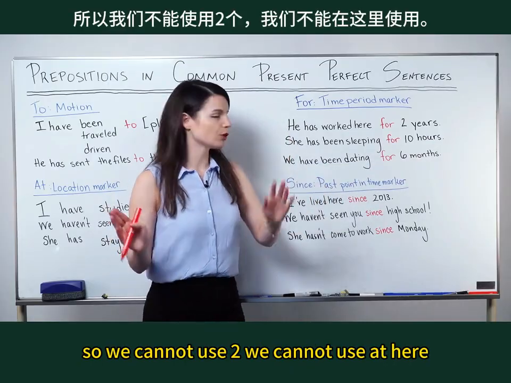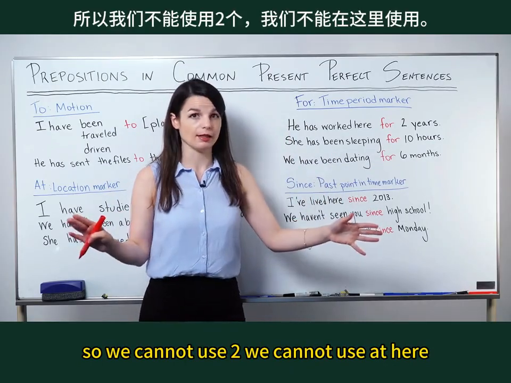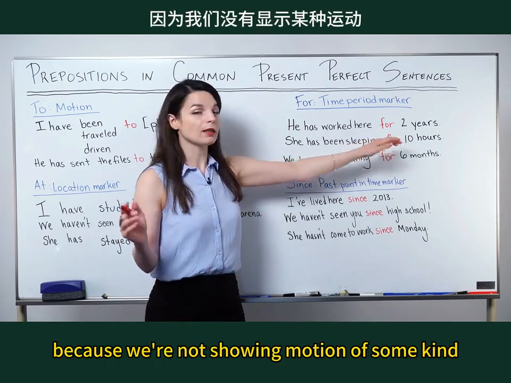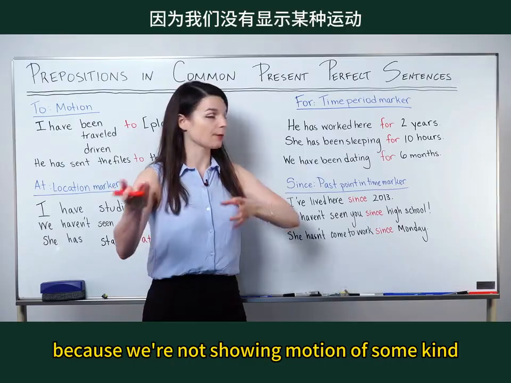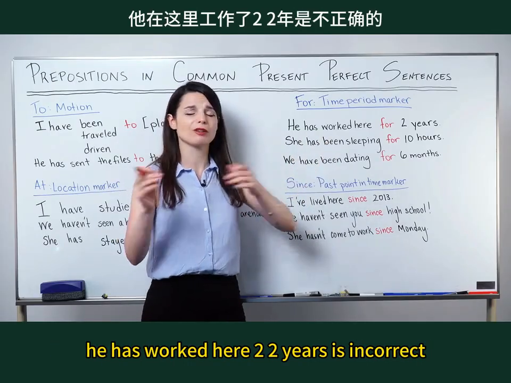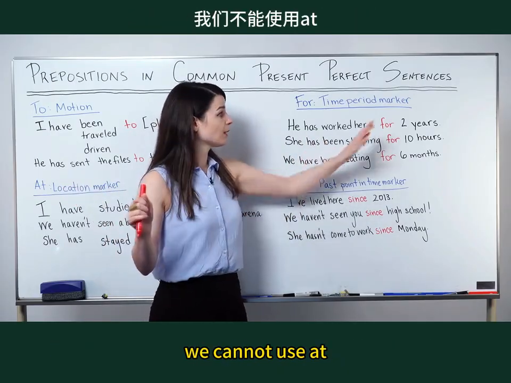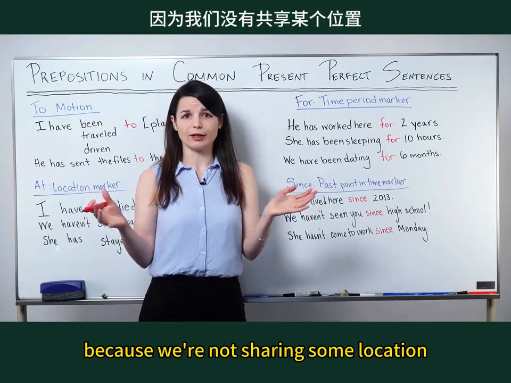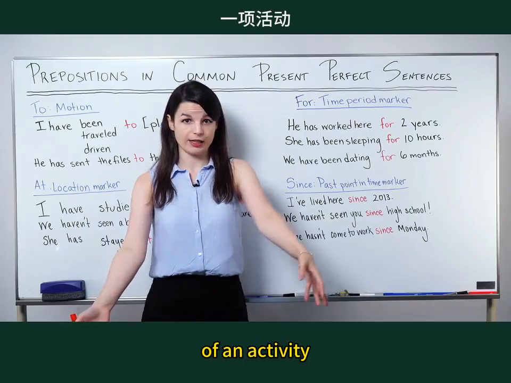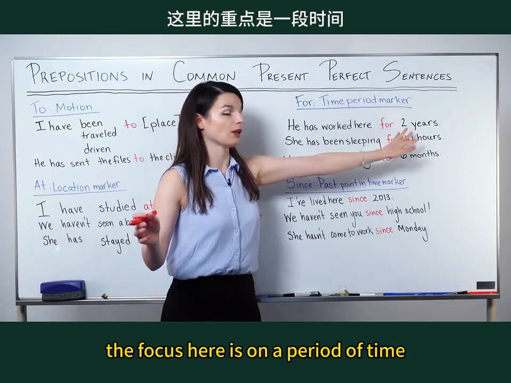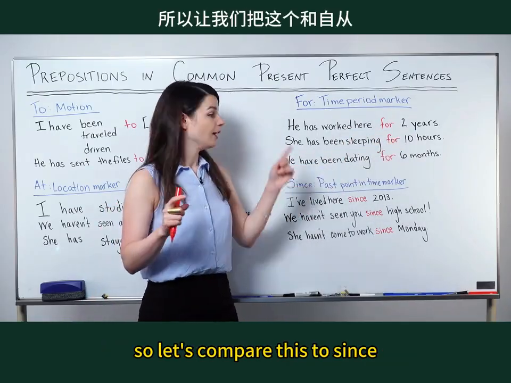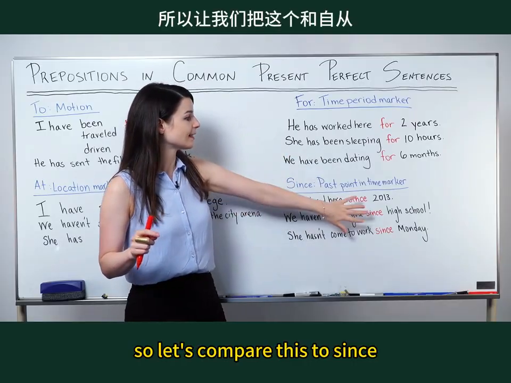So we cannot use to, we cannot use at here. So we don't use to because we're not showing motion of some kind. "He has worked here 2 years" is incorrect. We cannot use at because we're not sharing some location of an activity. The focus here is on a period of time. So let's compare this to since.